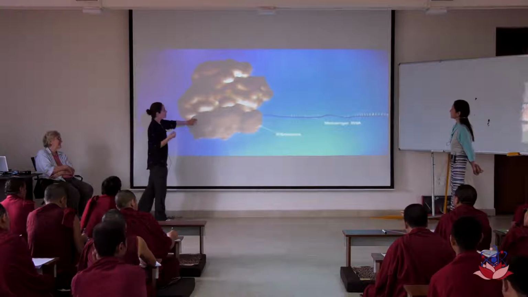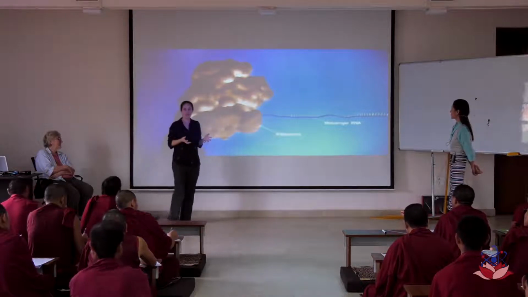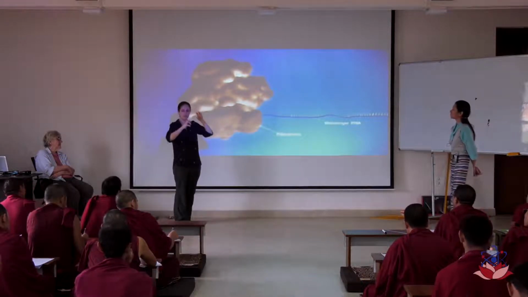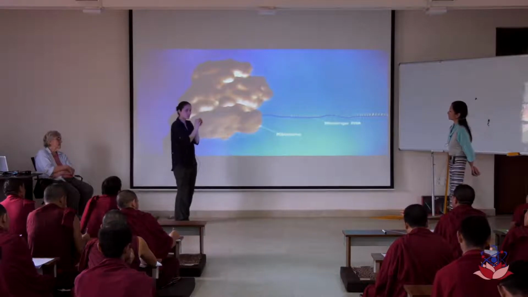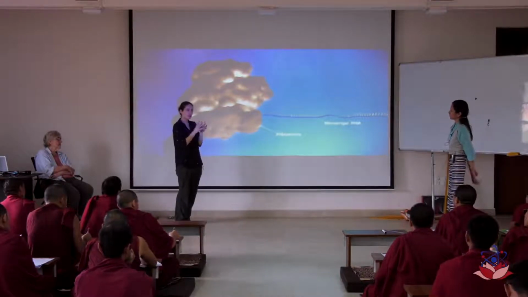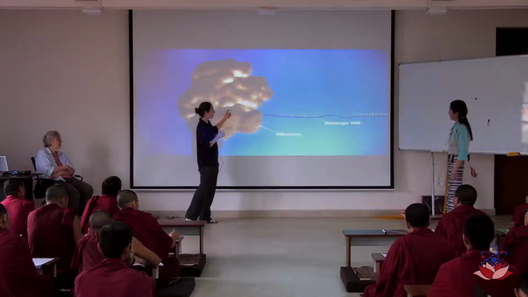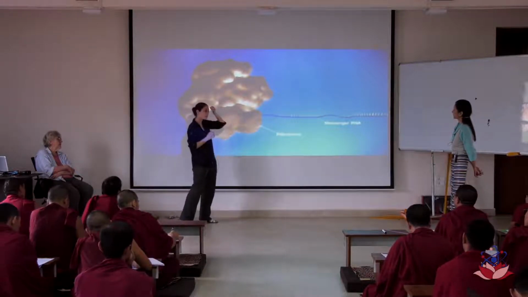So this ribosome is a big thing with a complicated job to do, and it has lots of proteins. But at its center is RNA. So RNA is actually doing the chemical reaction at the center of this molecule.